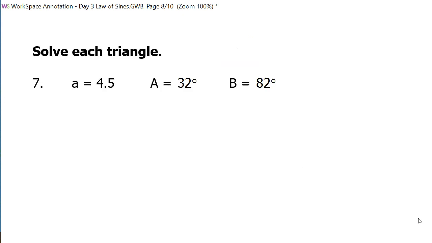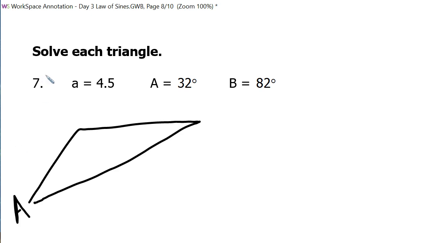Next one. Now it says draw each triangle. How is this one different? We're not given the triangle, so we need to draw our own diagram. So just quickly sketch a triangle. It doesn't have to be perfect by any means. Label it ABC. And mark what they gave you. That angle A is 32 degrees. Side A is 4.5. And angle B is 82 degrees.